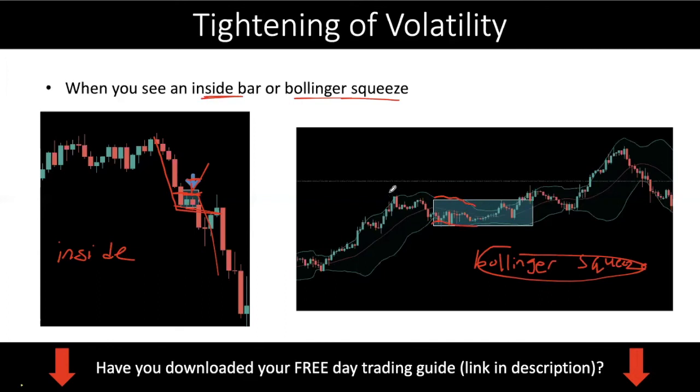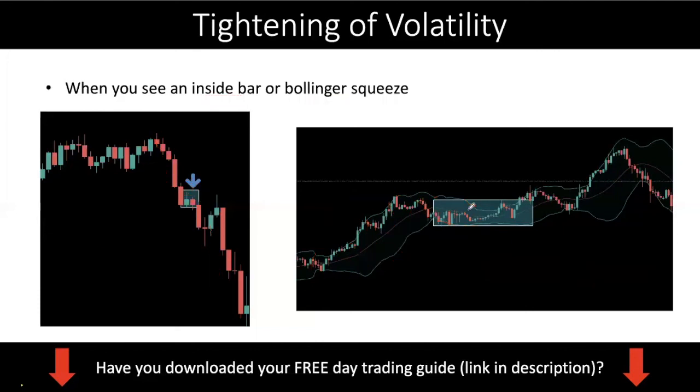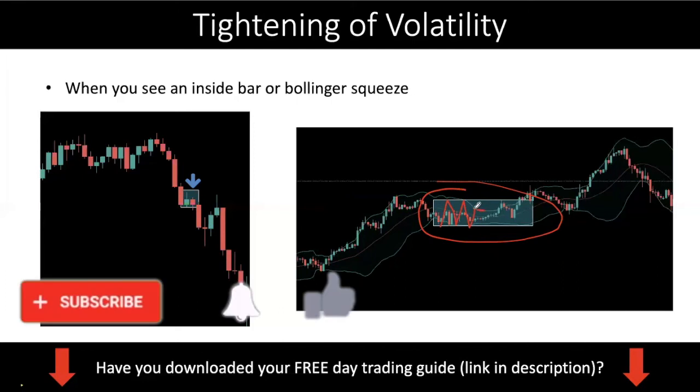So if you compare the charts, look at this portion, you can see that the bands are quite wide. The distance between the upper and the lower band is quite wide. But when it comes to this portion over here, you can see that the bands are tightening. The distance from the upper band to the lower band is very tight. So this is what is known as a Bollinger squeeze.